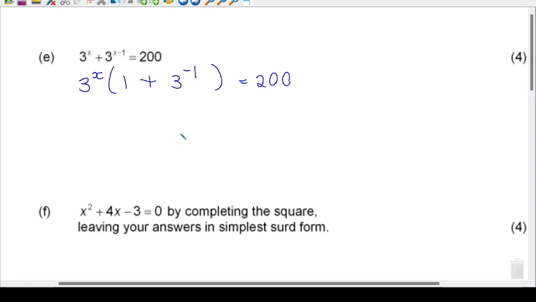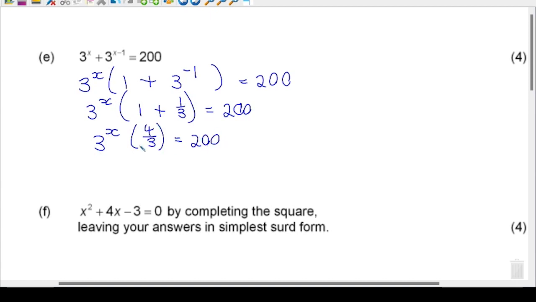Now we're going to work out what's inside the bracket. It's actually 1 plus a third. Remember, 1 is 3 over 3 as a fraction, so 1 plus a third is actually 4/3. You could do that on a calculator, but I hope you wouldn't need to. Now we're going to divide both sides by 4/3. When we divide by a fraction, it's the same as tipping and timesing. So it's 200 times 3/4, which is 150. So we've got 3 to the x is 150.